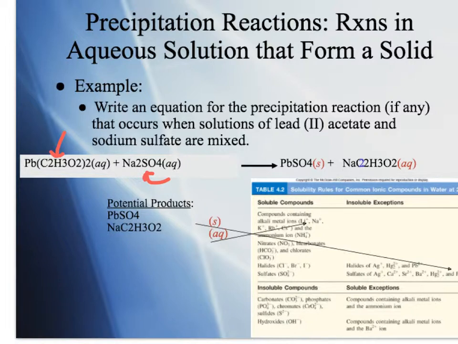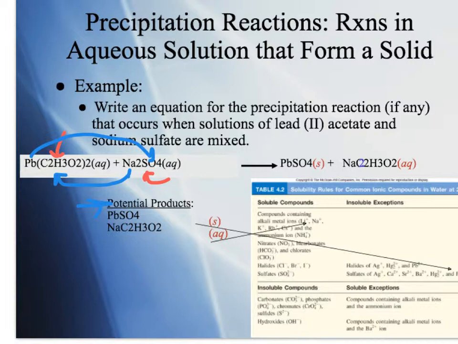Okay, and now we've got to, again, realize we're starting with two compounds here, so it's going to be a double replacement kind of reaction where they're going to switch partners. Lead is going to drop acetate and go hook up with sulfate. Sodium's going to drop sulfate and hook up with acetate. So here's our potential products: lead sulfate and sodium acetate.